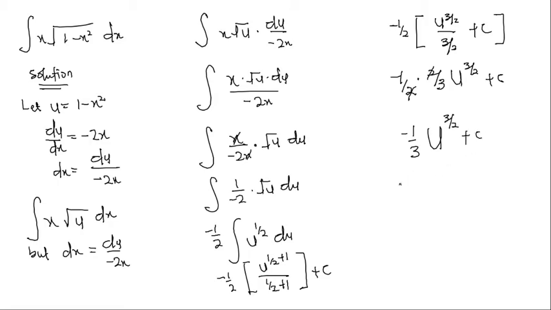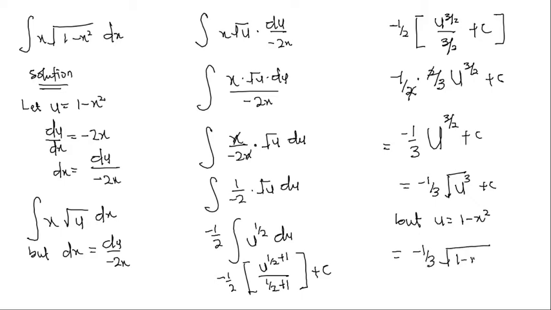I can rewrite this as negative 1 over 3, the root of u cubed, plus c. But remember we did substitution where we said let u be 1 minus s squared. So we substitute the u back, so we now have negative 1 over 3, root of 1 minus s squared all cubed, plus c as our answer for integrating the function s root 1 minus s squared ds. Alright, so let's have a look at another example.